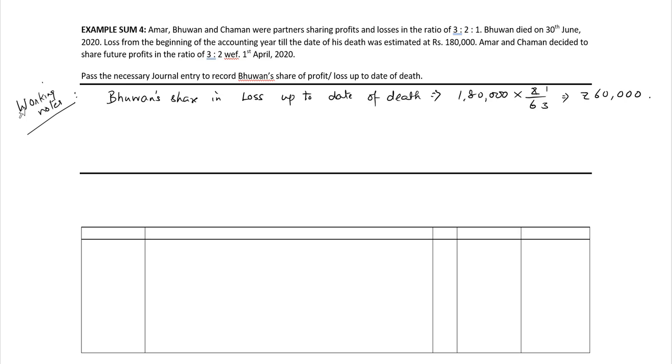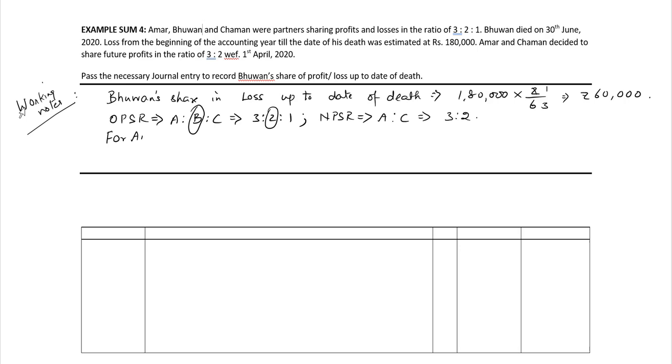There is a change in the profit sharing ratio among the continuing partners, Amar and Chaman. So we need to find out the gaining ratio. Let's do that. OPSR between Amar, Bhuvan and Chaman is 3:2:1. The deceased partner is Bhuvan. Further, the new profit sharing ratio between Amar and Chaman is given as 3:2. So let's do old share minus new share.